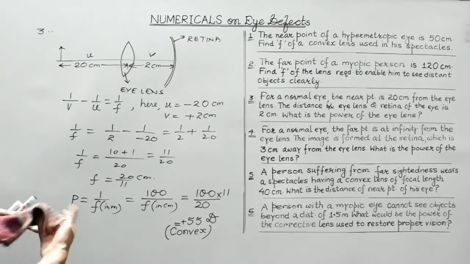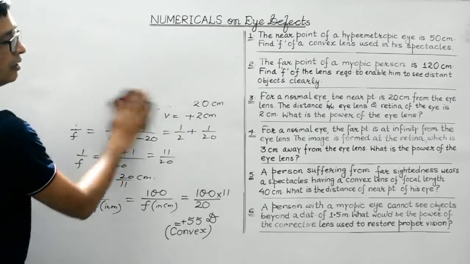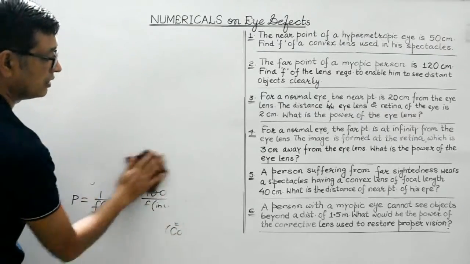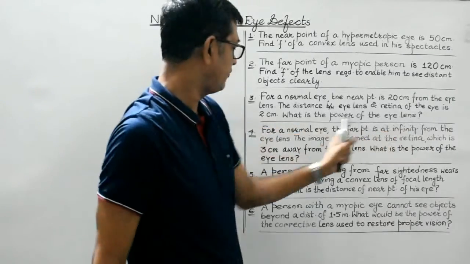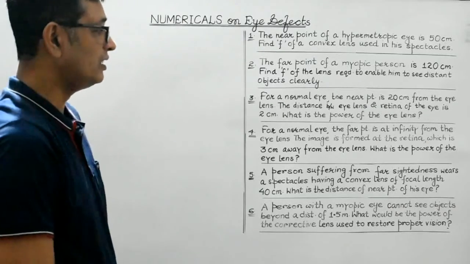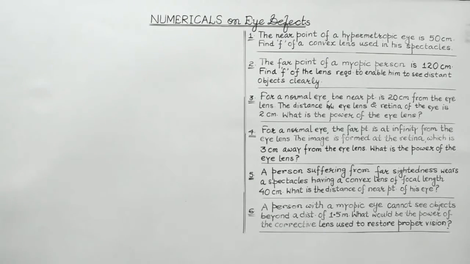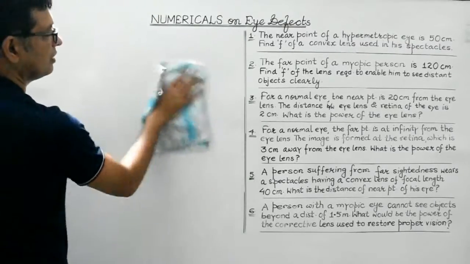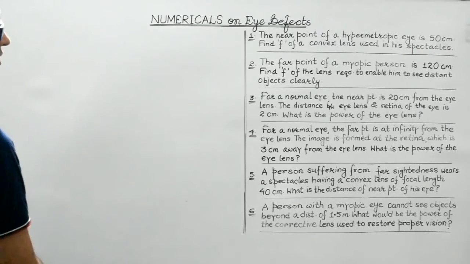Okay, fourth question, students. Again, it's the case of a normal eye. For a normal eye here, instead of near point, as was in the case of previous question, the far point is given. The far point is at infinity from the eye lens, right? The image is formed at the retina, which is 3 centimeters away from the eye lens. What is the power of the lens? We are supposed to find out the power of the lens. So we'll proceed exactly the same manner as we have done for the previous question.